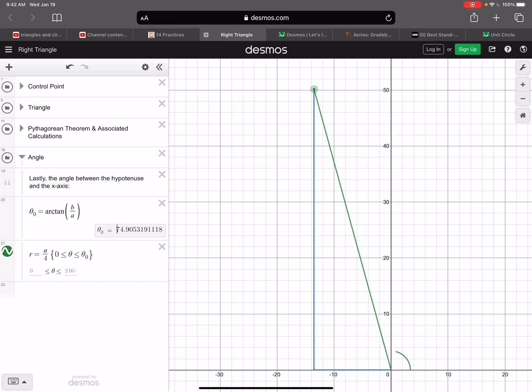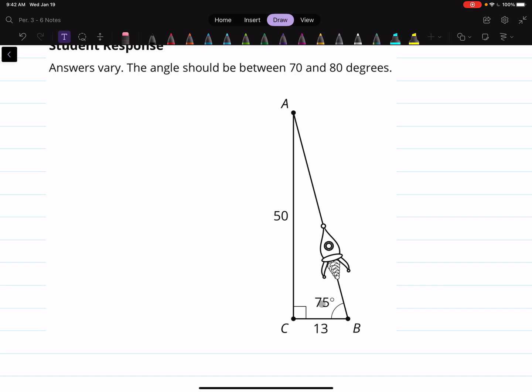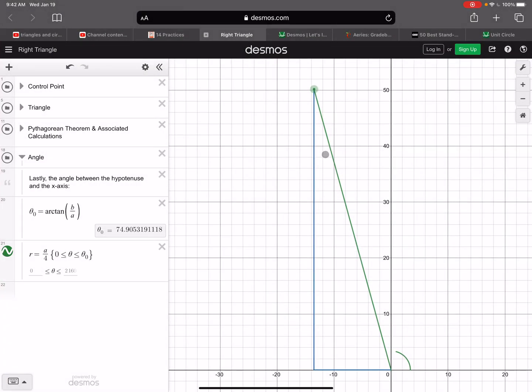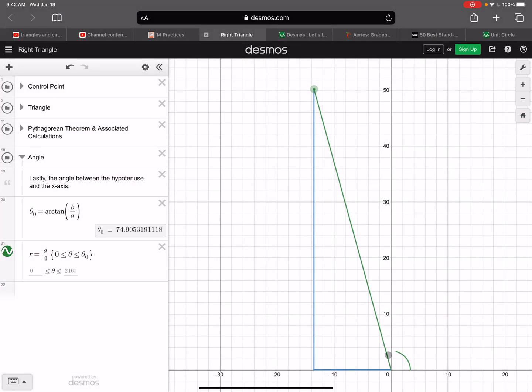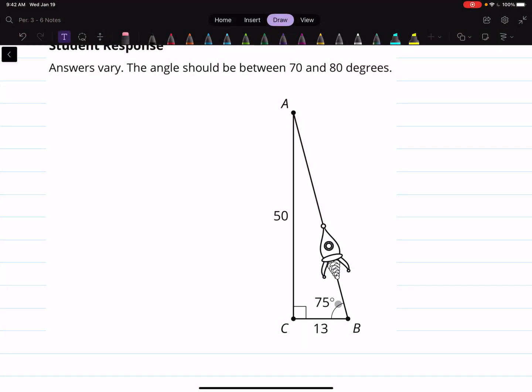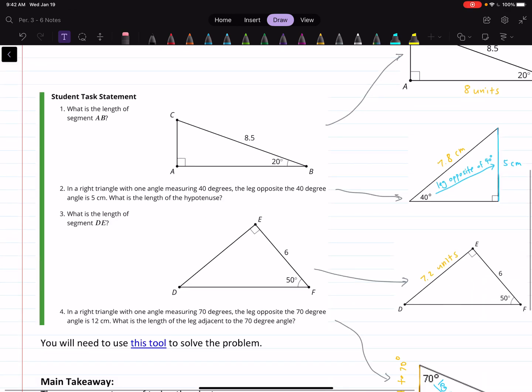If you guys can see, it's about 74.905, which is about 75 degrees, right? So this triangle is similar to this triangle, and therefore the angle also is accurately described here, which is 75 degrees, okay? All right, so now let's take a look at this problem here.